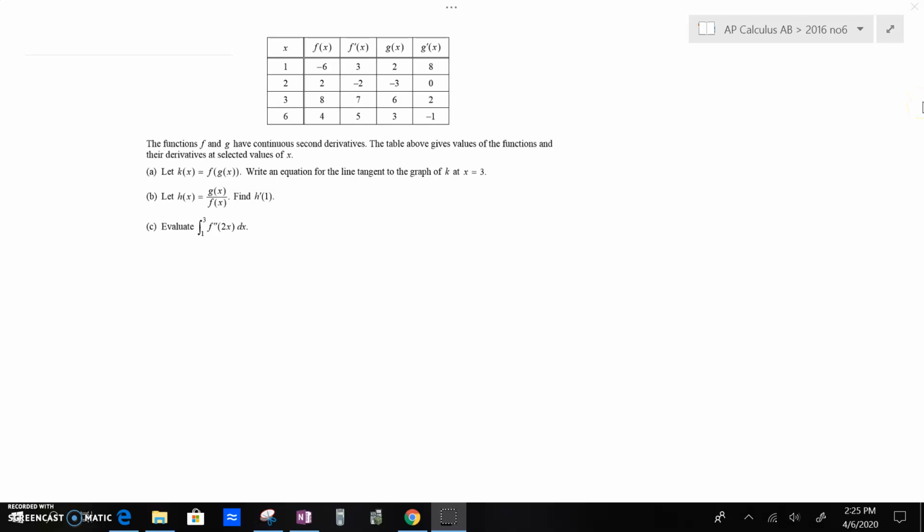Okay, so this is a free response question from 2016, and it's number 6, which means it's no calculator. It is giving you a table of information about 2 different functions and the associated derivatives at 4 different points, 1, 2, 3, and 6. And it's then asking you to work with that information in various ways.